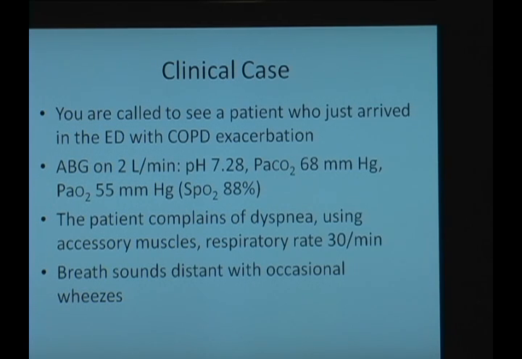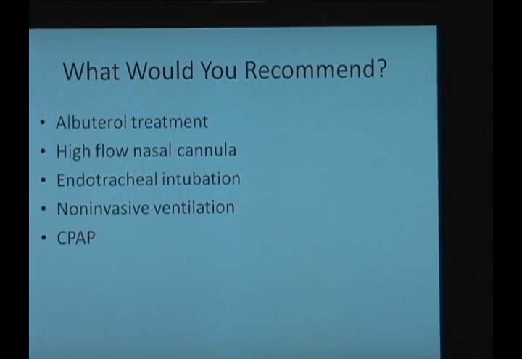Okay, so here we go. You're called to see a patient who just arrived in the ED with COPD exacerbation. Even if you don't work in the ED, pretend you do for this. The patient's blood gases are on 2 liters per minute, pH 7.28, PCO2 68, PO2 55, oxygen saturation 88%. Patient complains of dyspnea, is using accessory muscles, respiratory rate is 30. Breath sounds are distant with an occasional wheeze. So what do you want to do? So these are going to be your choices. Are you going to give an albuterol treatment, high flow nasal cannula, endotracheal intubation, non-invasive ventilation, or CPAP?